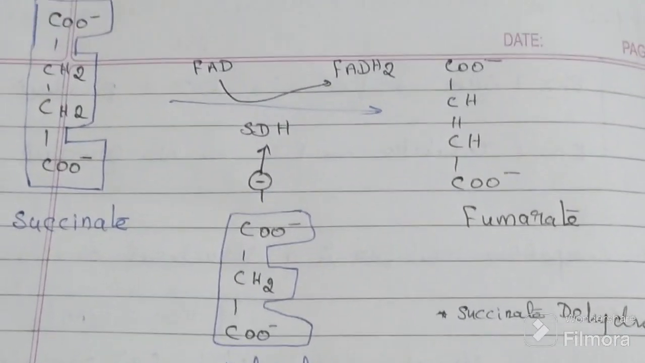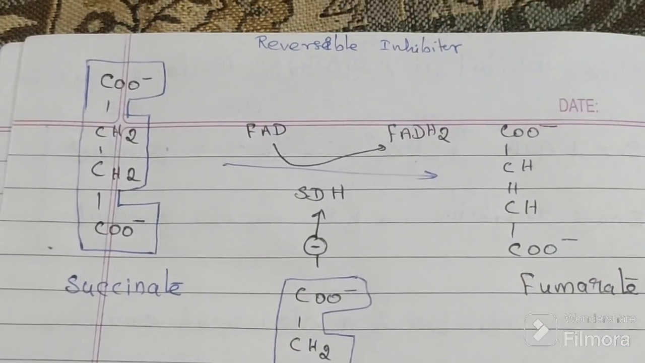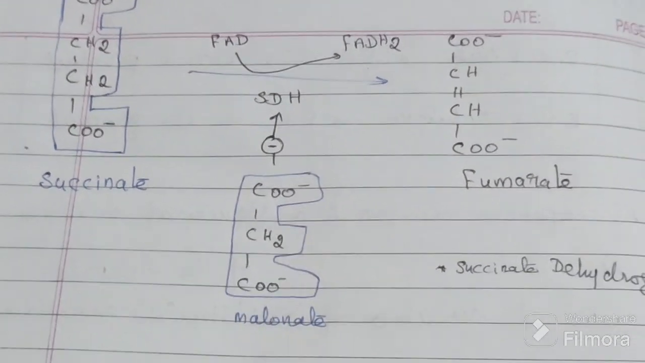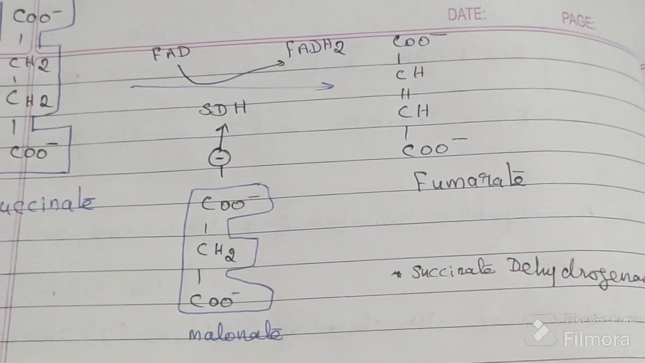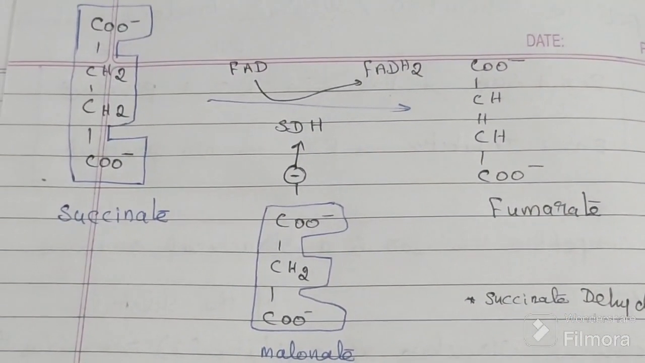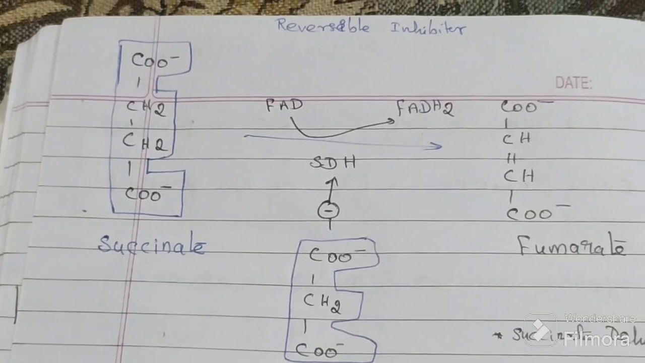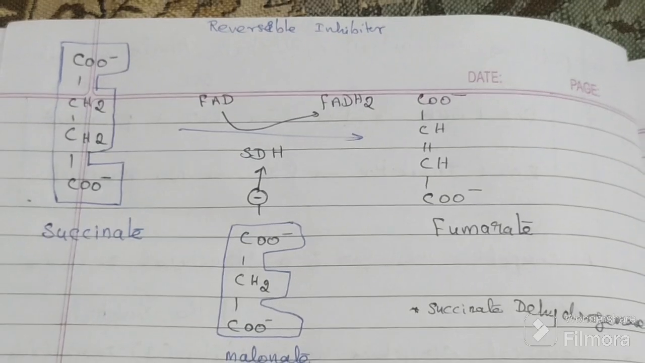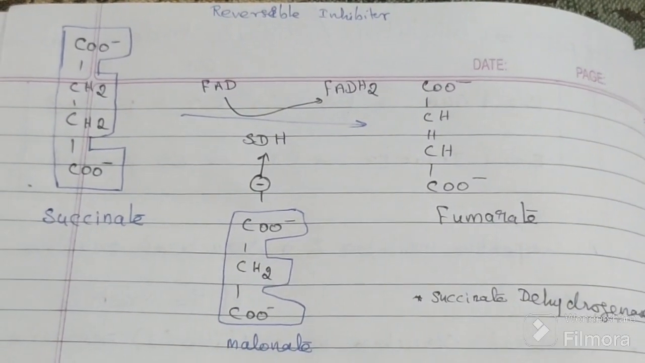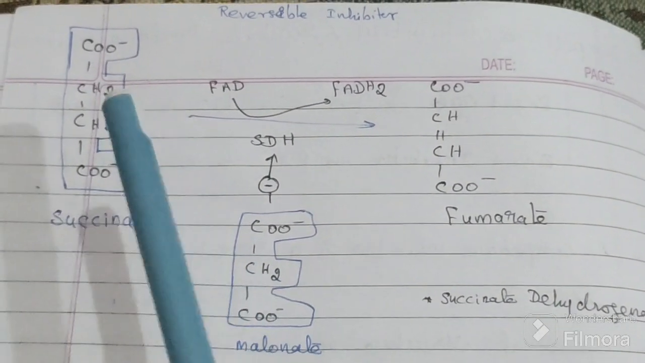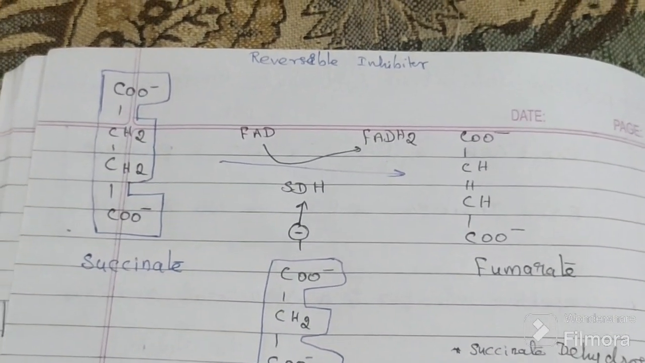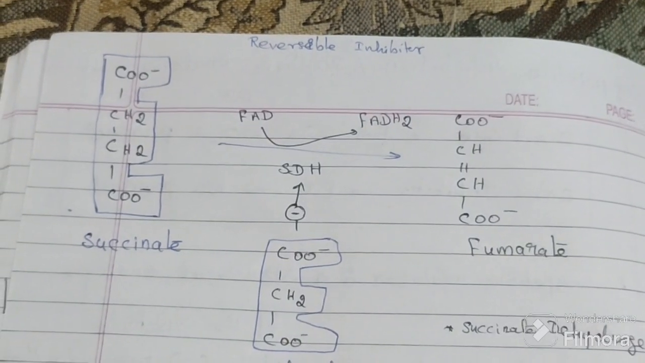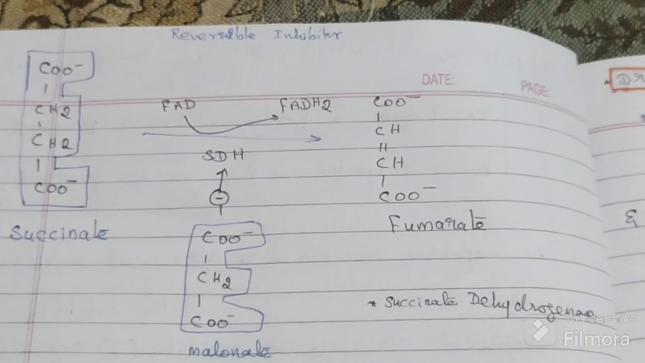Succinate and fumarate. Here the enzyme is succinate dehydrogenase, and this one is the malonate. What happens? Succinate and malonate are both structurally similar. The only difference is one CH2 group. So succinate dehydrogenase does not know the difference between succinate and malonate.